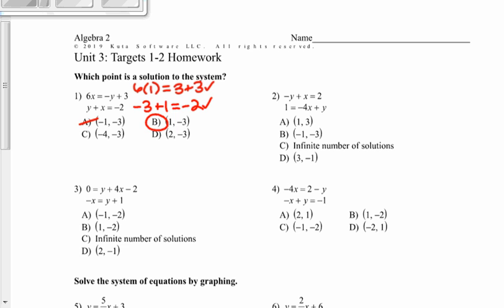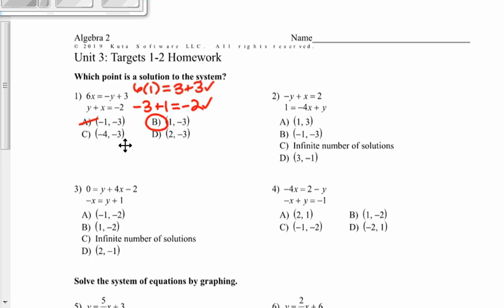On the next two, numbers 2 and 3, one of the answer choices is an infinite number of solutions. And if you remember from your notes, an infinite number of solutions means it's the same exact line. So before I even test any of these points, I'm going to check to see if these equations represent the same line. And the way I'm going to do that is by putting them in slope-intercept form.